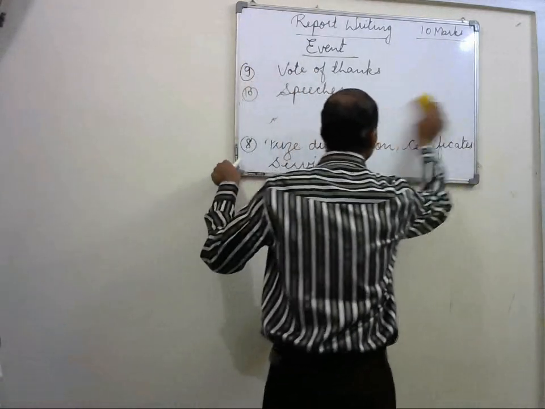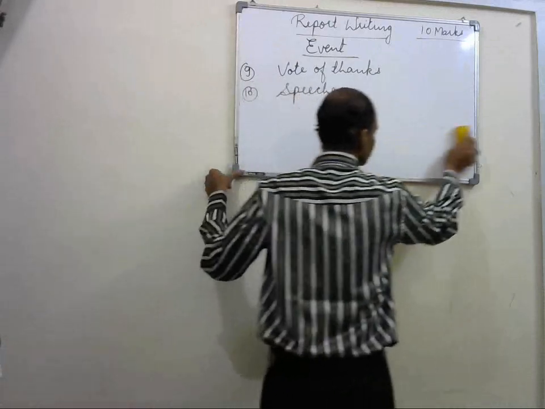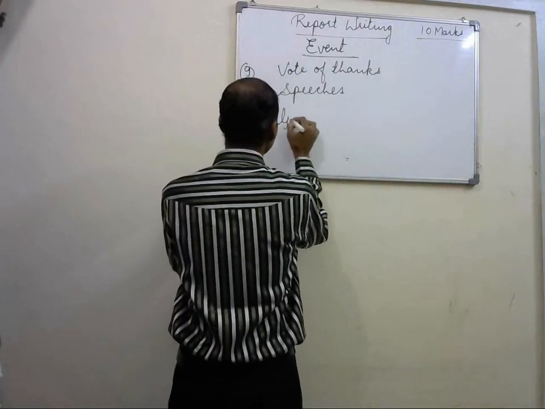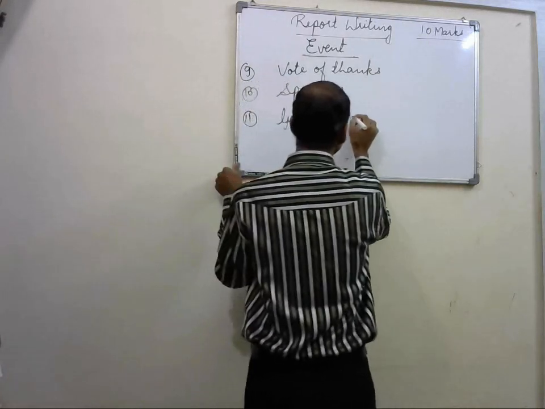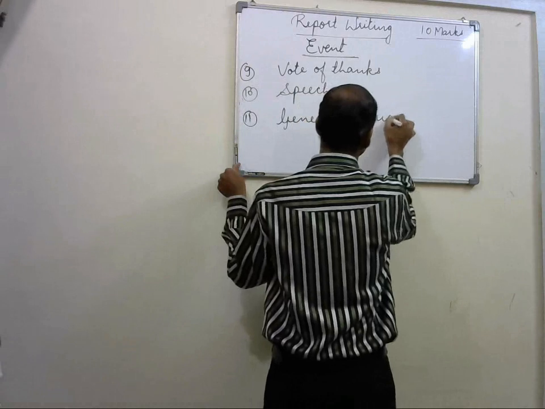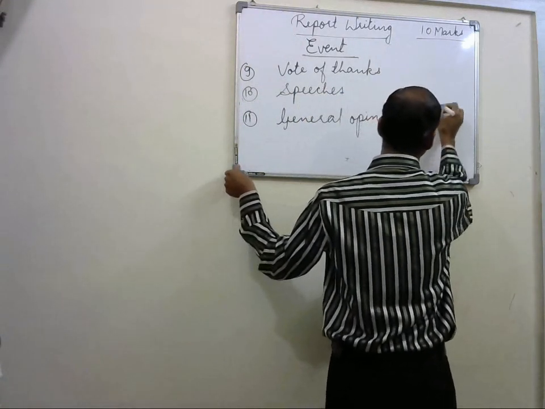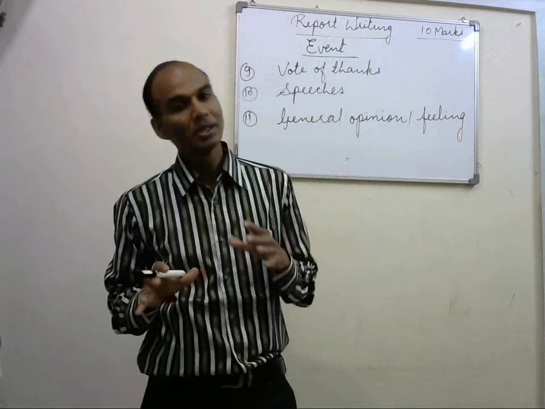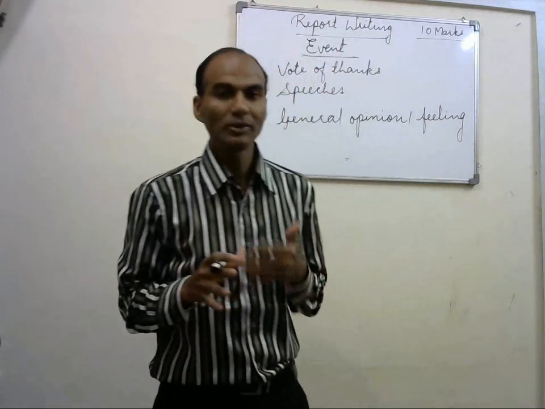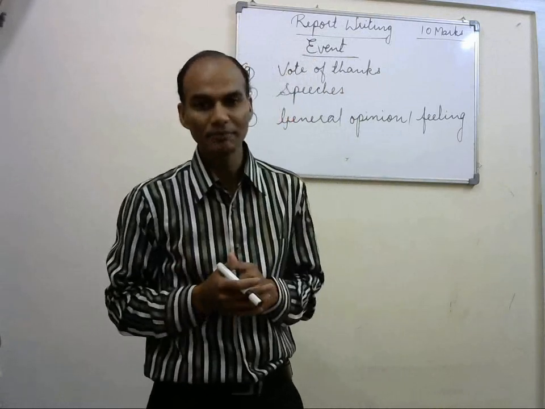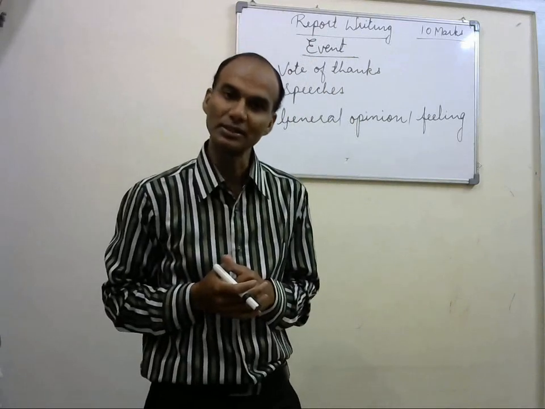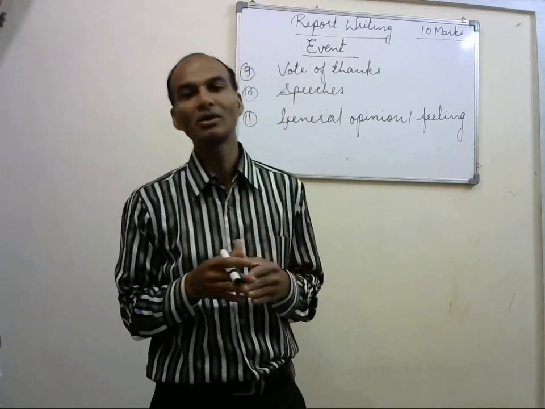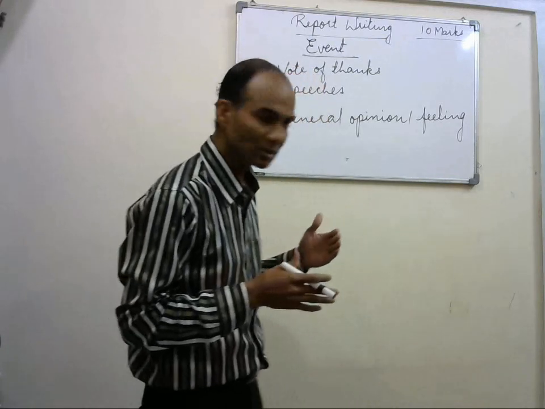And to conclude, we can mention about general opinion or feeling, that what was the general opinion about the program, how do people feel, or what they react about all that happened. So that thing should also be included in the report. So this is the way we write a report, whether it is a newspaper report or a report related to some school event or such.